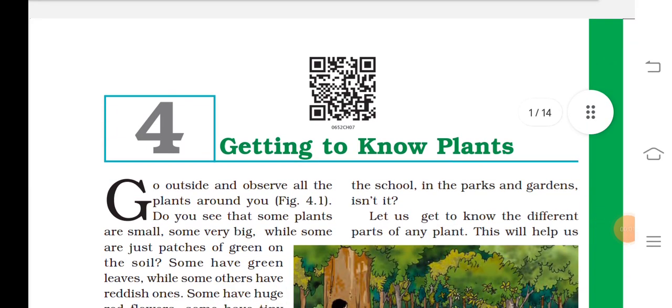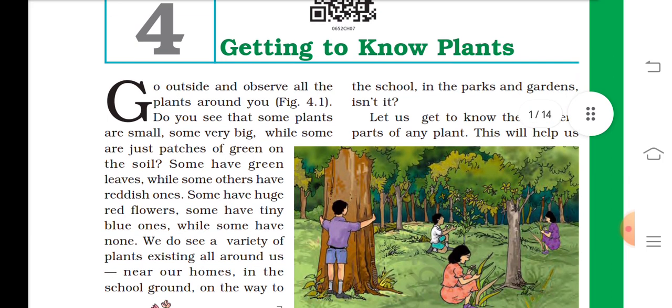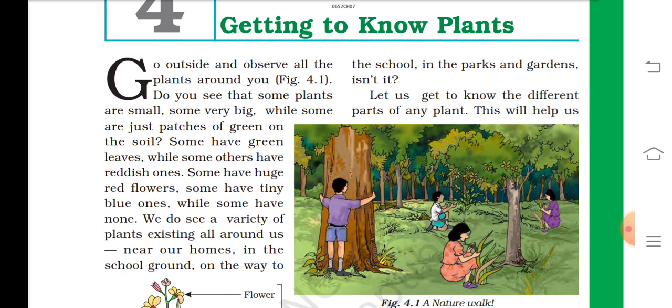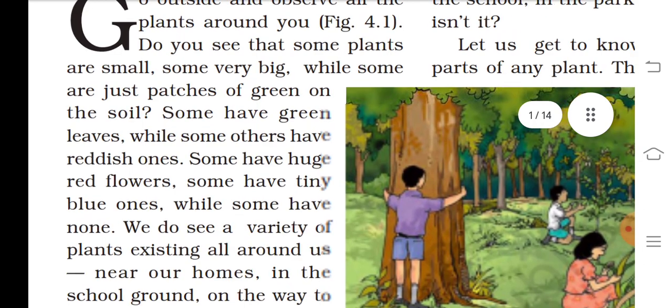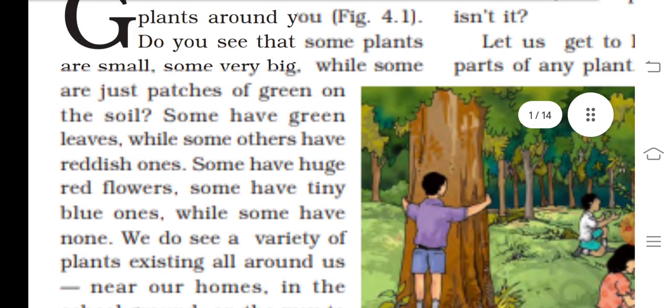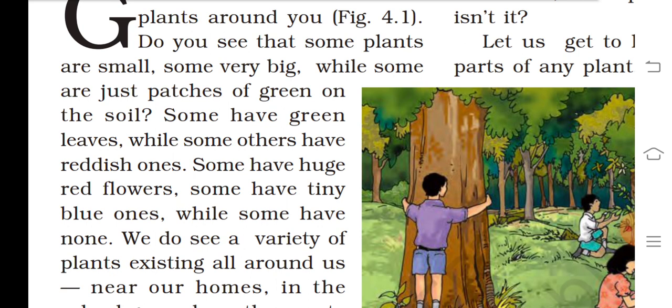Practice. Lesson 4. Getting to know plants. Go outside and observe all the plants. Do you see that some plants are small, while some are just patches of green on soil? Some have green leaves while some others have reddish ones.